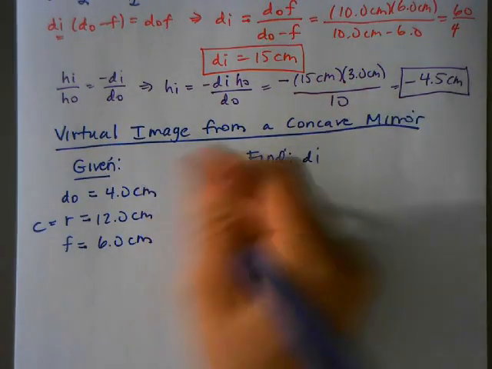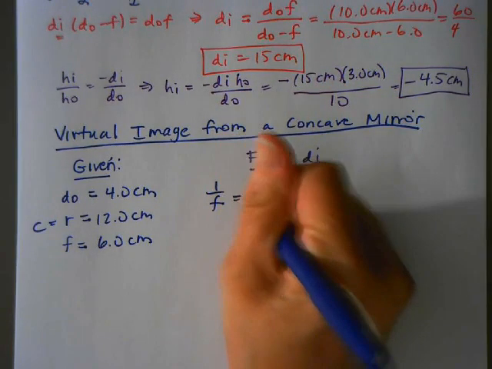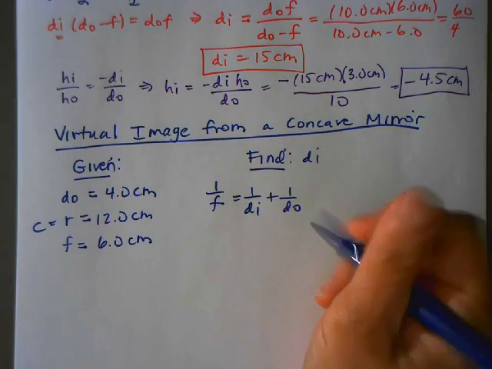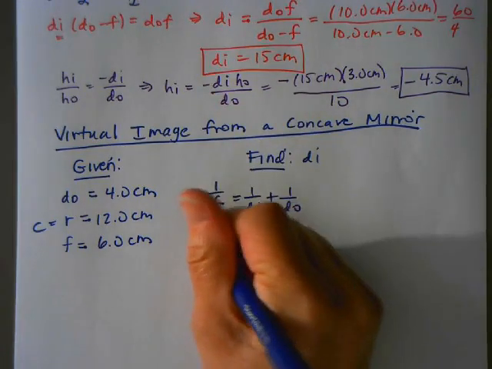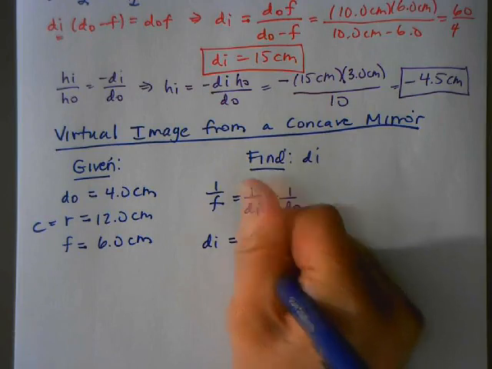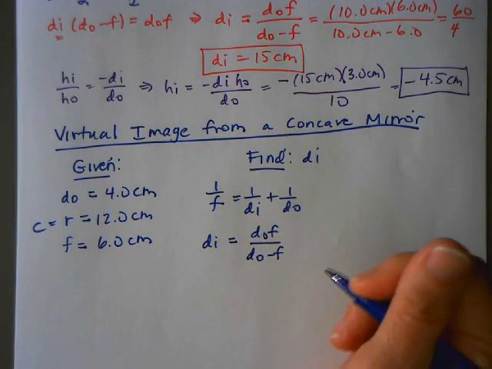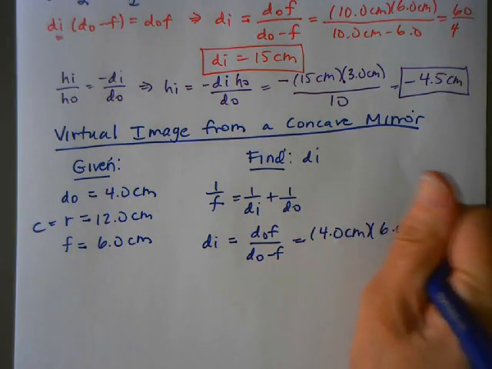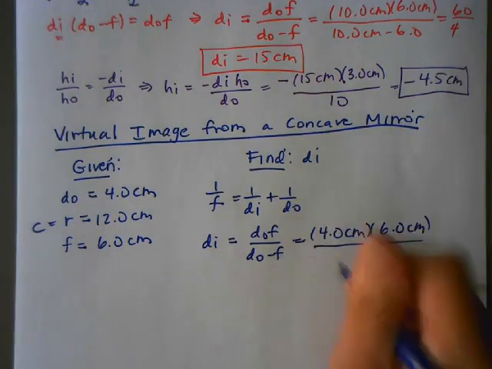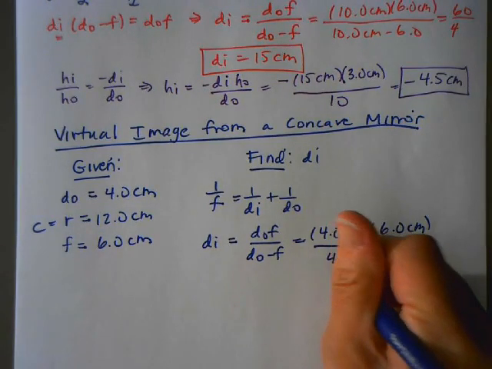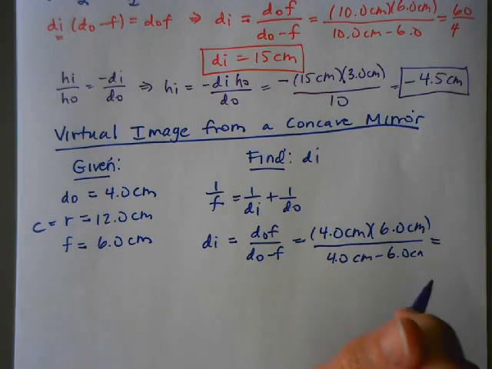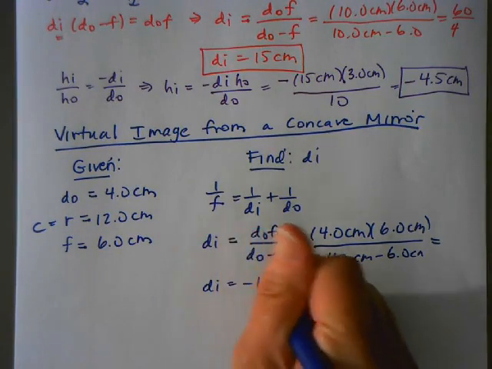So again, our basic equation is 1 over F is equal to 1 over DI plus 1 over DO. And now I want to solve for DI. So again, I can just use what I did before and say DI is DOF over DO minus F. It's easier to remember that way. So it's going to be 4 times 6 divided by 4 minus 6. So when I do this, 4 times 6 is 24. What we're going to end up with is a negative value. So DI ends up being negative 12.